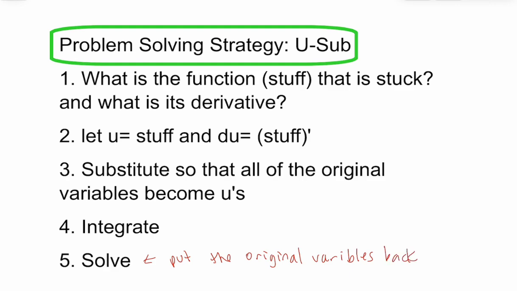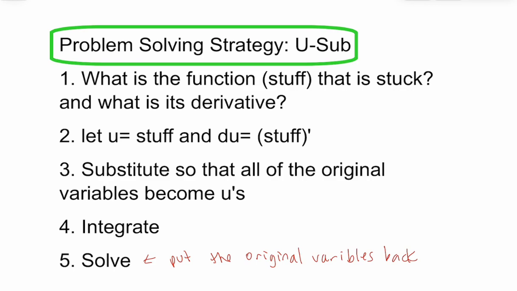Okay, so we're going to take what's the stuff, what is its derivative, we're going to let u equal the stuff, du is going to be the derivative of the stuff, we're going to do a substitution so that all of the original variables become u, we're going to integrate that easier problem, and then we'll stick the original variables back in, and that's how we're going to solve it. Okay, so the hardest part is what's my u and what's my du. If you can figure out those 2 things, then it's going to become a much easier process. But we have to think about what is stuck and let u equal that stuff that is stuck.